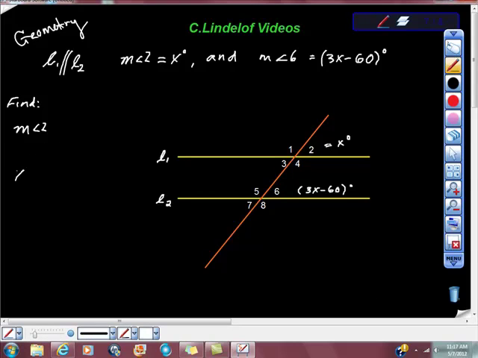So all I'm going to do is say that x degrees is equal to 3x minus 60 degrees. I'm going to move the x's to one side and the numbers to the other. I'm going to subtract 1x from this side and get 2x here. Move this negative 60 over to this side as positive 60, where I'm adding 60 to both sides. And x is equal to 30 degrees. Hope that makes good sense to you. So x equals 30 degrees.